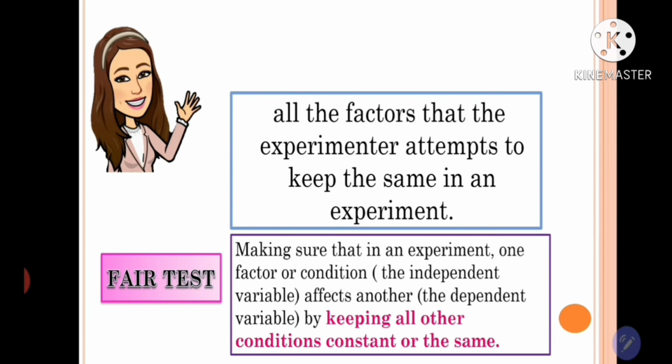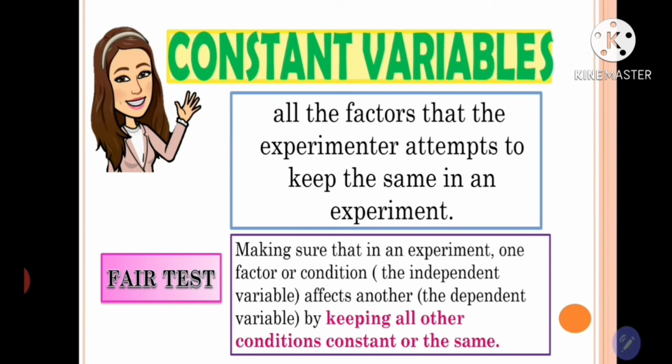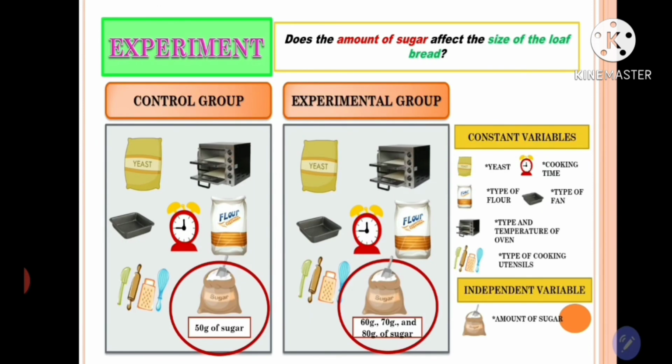So, what is the function of the fair test? The fair test is used to make sure that in an experiment, one factor or condition, that is our independent variable, affects the other factor, which is the dependent variable, by keeping all other conditions constant or the same for the comparison. So that is what you call constant variables. The difference between the control and the experimental: whatever changes happen or whatever data we get in the experimental group can be compared to the result for the control group. So it is a source of comparison.